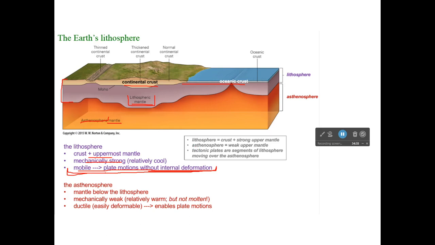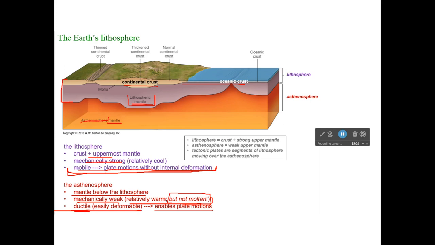So the asthenosphere is the mantle below the lithosphere. It's mechanically weak. It's relatively warm, but not molten. It's very important to realize we're not talking about molten rocks here. We're talking about solid rocks. A word we can use here is ductile. It means it's deformable. It can easily bend and mold. And this enables the motion of plates during plate tectonics.